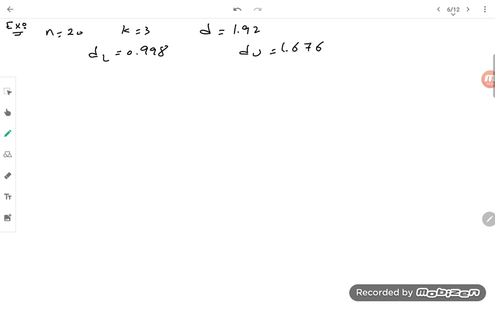So let's take an example. Suppose that a regression equation was estimated for a sample of time series data where n equals 20 and k equals 3. And you found that the Durbin-Watson is 1.92. So this is the calculated value for Durbin-Watson. And if you know that the lower limit is 0.98998, and with respect to the upper limit, it is 1.676.